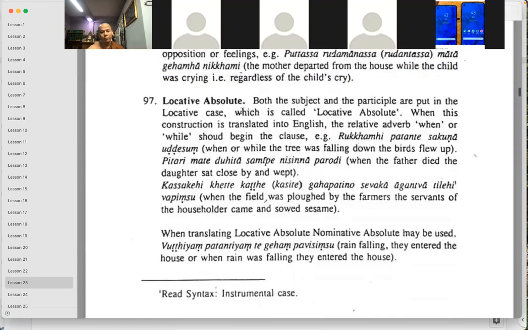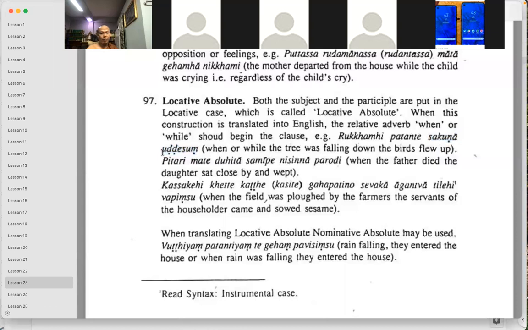The same way, here in the locative absolute, both the subject and the participle are in the locative case. So it is called the locative absolute. When this construction is translated into English, it is with a relative adverb, when or why. Here is an example: Rokami Batan, Rokami is the subject, Batan is the participle. That is the locative absolute construction. Roka means tree, Batan means fallen: when the tree was falling down, the bird flew away.